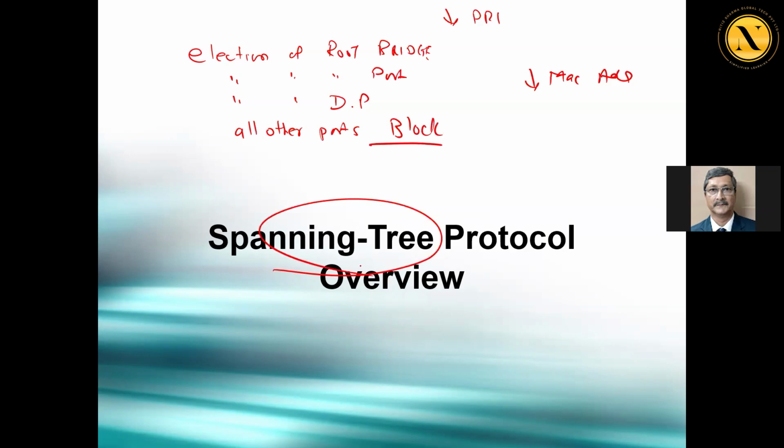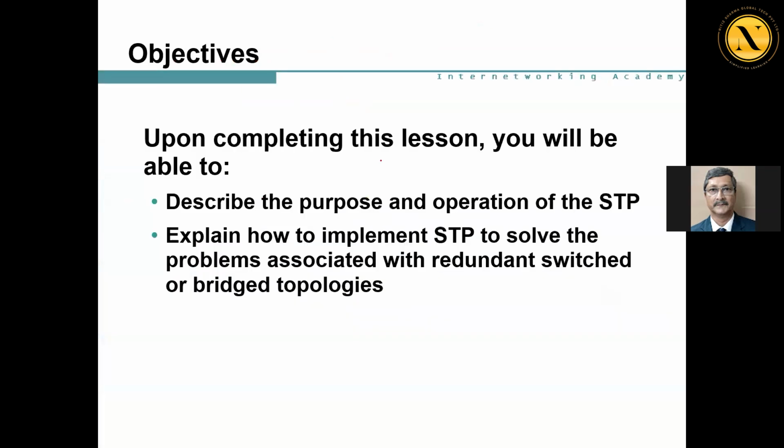This is how spanning tree protocol works. Upon completing this lesson, we'll be able to describe the purpose and operation of spanning tree. We know the purpose: loop avoidance. We'll also explain how to implement STP to solve the problems associated with redundant switched or bridge topologies.